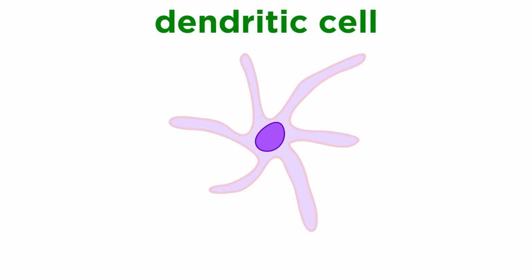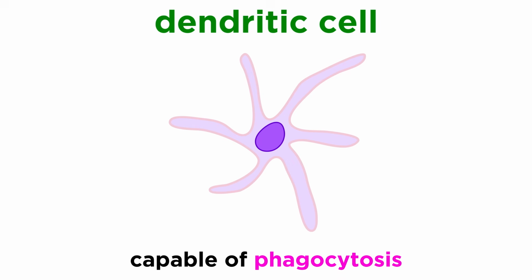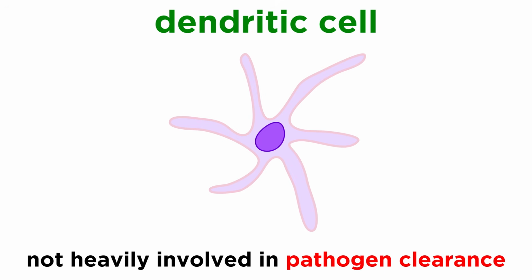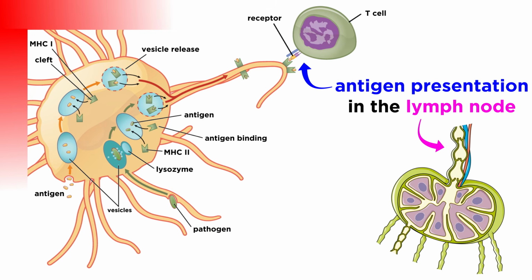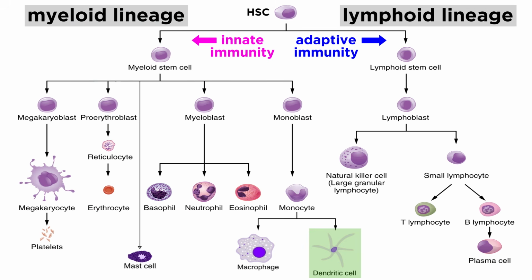Next up, dendritic cells also are capable of phagocytosis, but unlike macrophages and the granulocytes, they aren't usually heavily involved in pathogen clearance. Instead, dendritic cells patrol tissues for signs of infection so they can take antigens back to structures called lymph nodes, which we will discuss in the next tutorial, and activate T cells that will be able to specifically neutralize that kind of pathogen. In this way, dendritic cells are critical for linking the innate and adaptive immune systems.